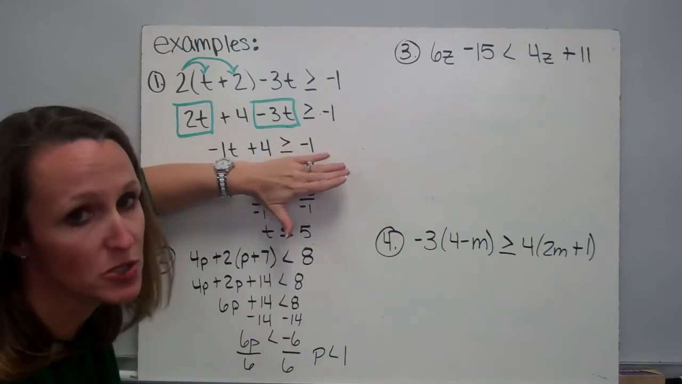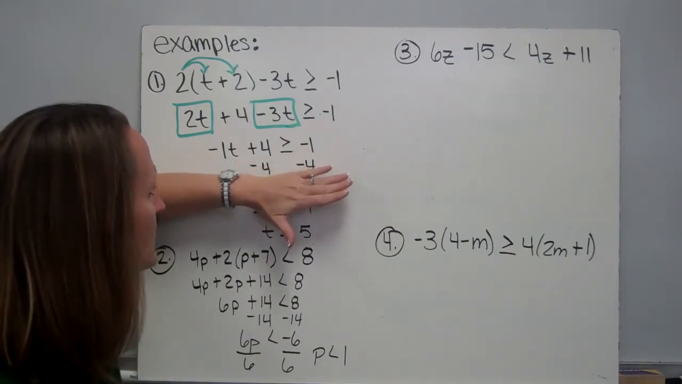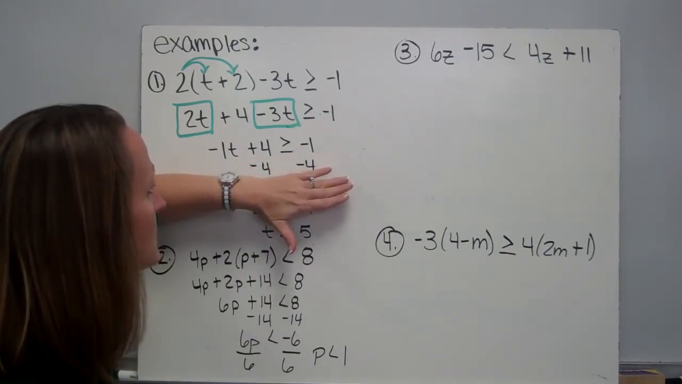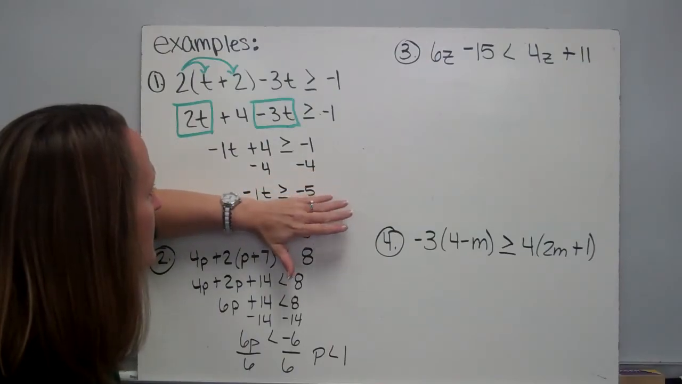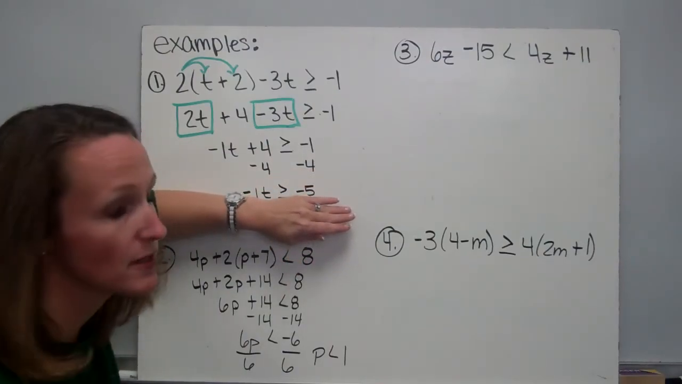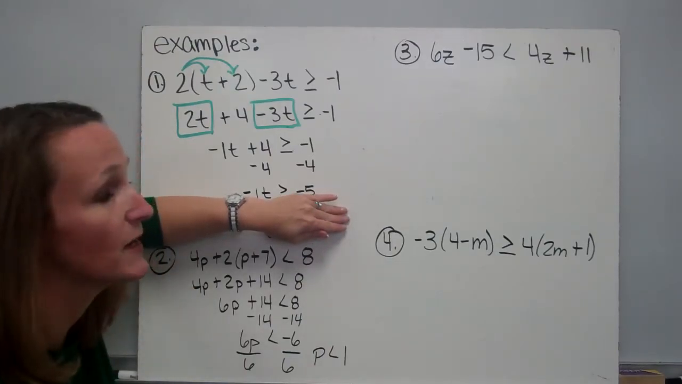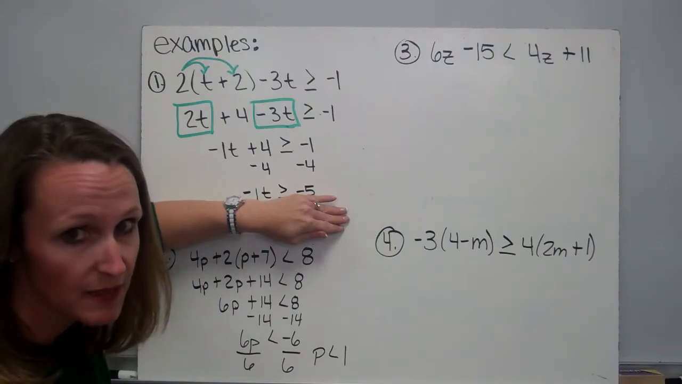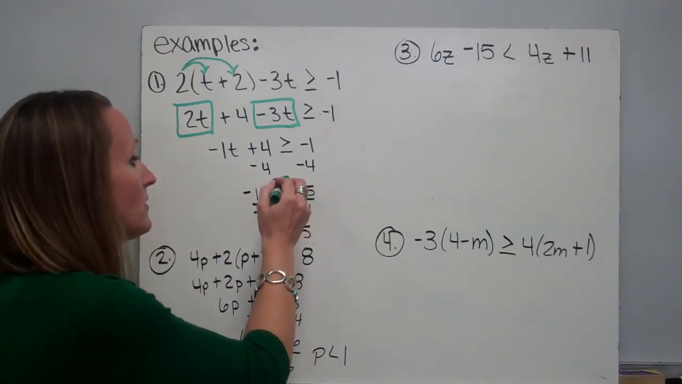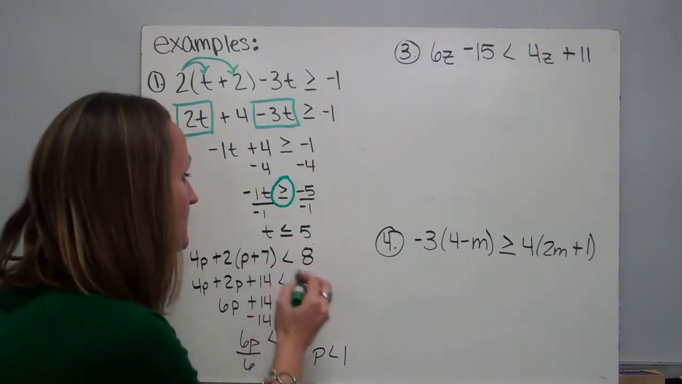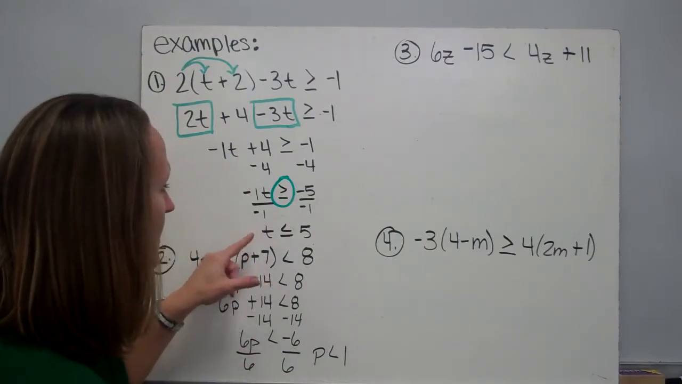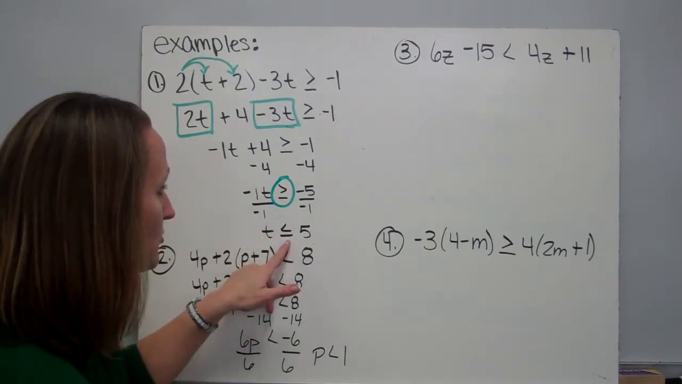So now it's just a two-step. So I'm going to subtract 4 from both sides. That gives me negative 1t is greater than or equal to negative 5. From here, I'm dividing by negative 1. When dividing by a negative, I've got to flip my sign. So I'm going to flip it over, and I get t is less than or equal to 5.